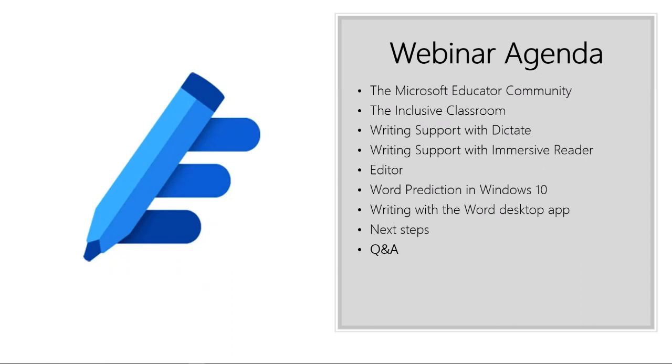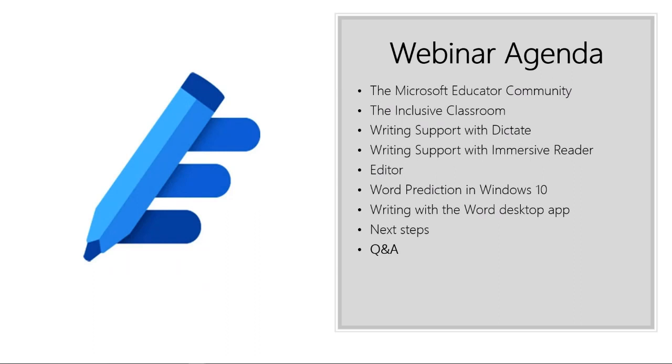We're going to look at writing support with Immersive Reader as well, remembering that our Inclusive Classroom number 1 really focused on Immersive Reader. So this webinar really assumes that you've seen that. If you haven't, that's okay. I'm going to give you a link where you can go back and access part 1. Then we'll look at Editor. Editor is a revamped version of spell checker on steroids, I guess is a good way to put it. It's really quite cool.